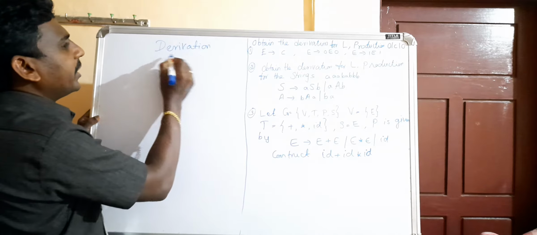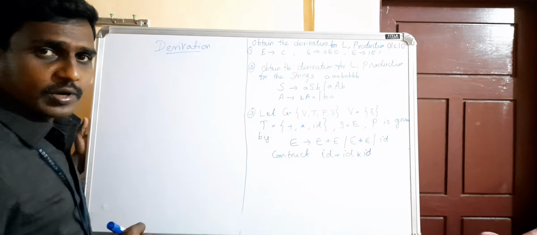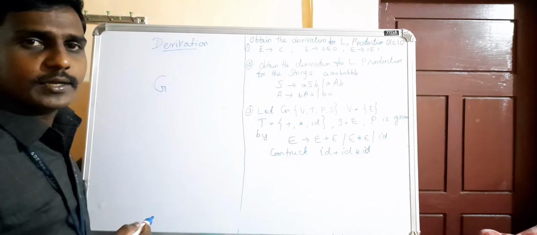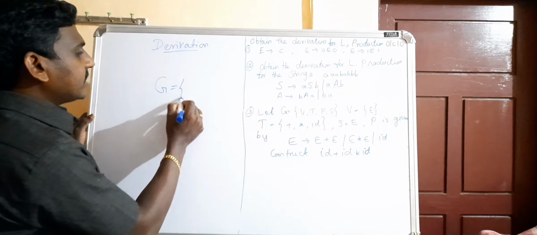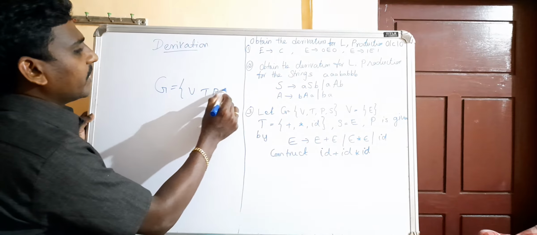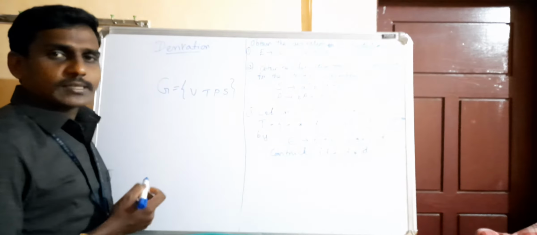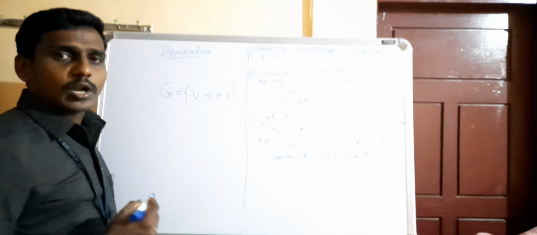Okay, in the third unit, in the previous video class, I taught you what is G. G means a grammar. The definition of G is G equal to (V, T, P, S). Do you remember VTPS? Variable, terminal, production and start symbol. The combination of these 4 tuples is called a grammar.